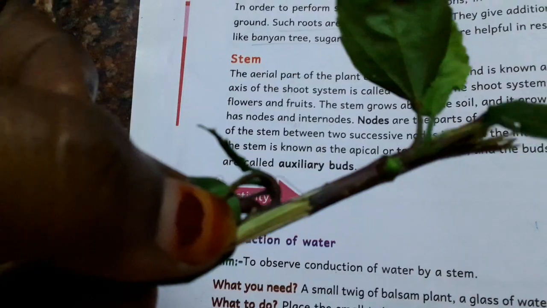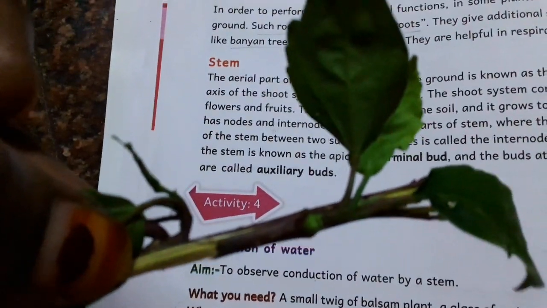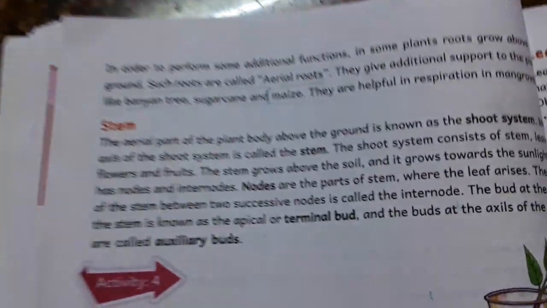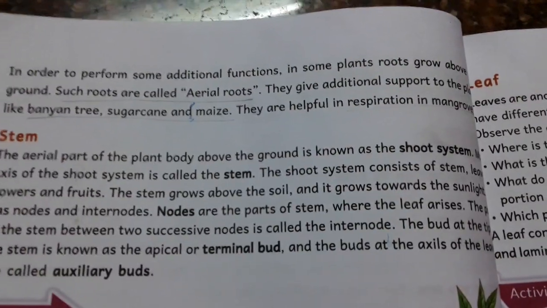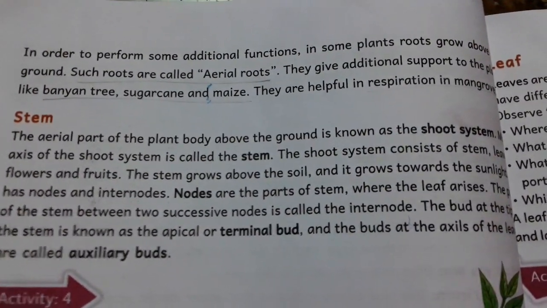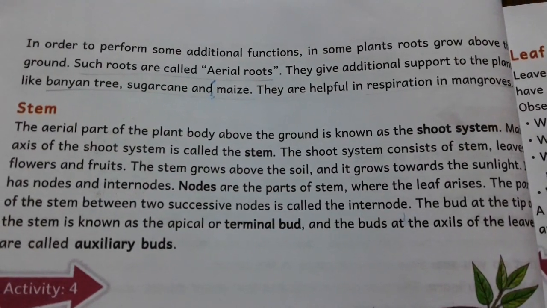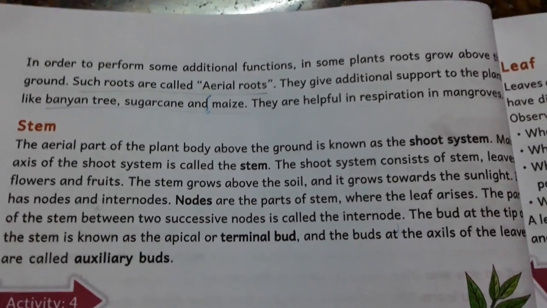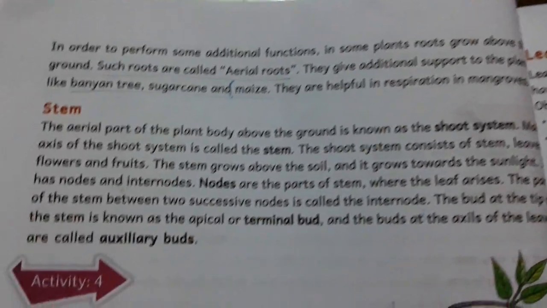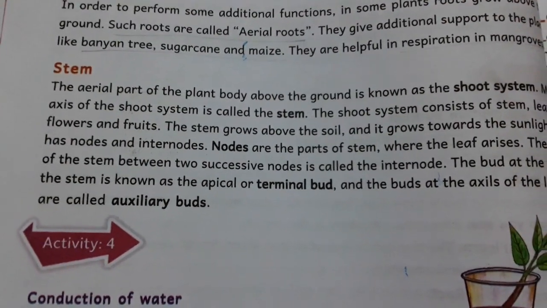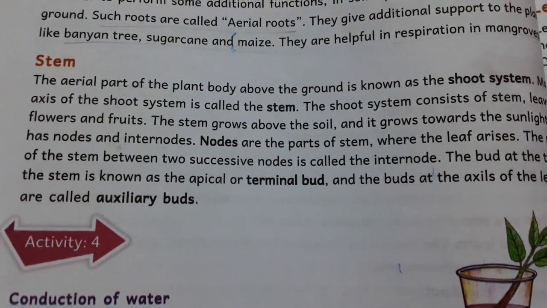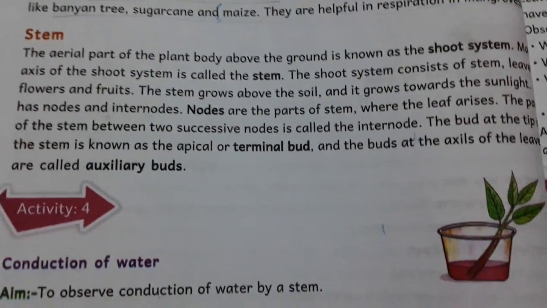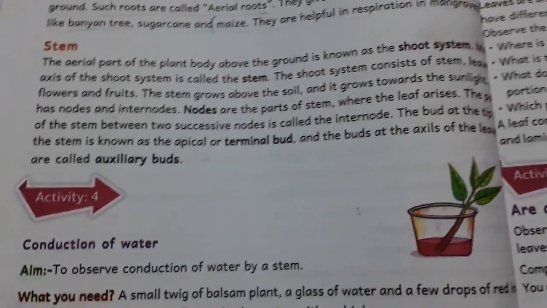See, nodes and internodes. Nodes are the parts of the stem where the leaf arises, and the part of the stem between two successive nodes is called the internode. The bud at the tip of the stem is also known as the apical or terminal bud. The bud at the tip of the plant we call the terminal bud, and the buds at the axils of the leaves are called axillary buds.